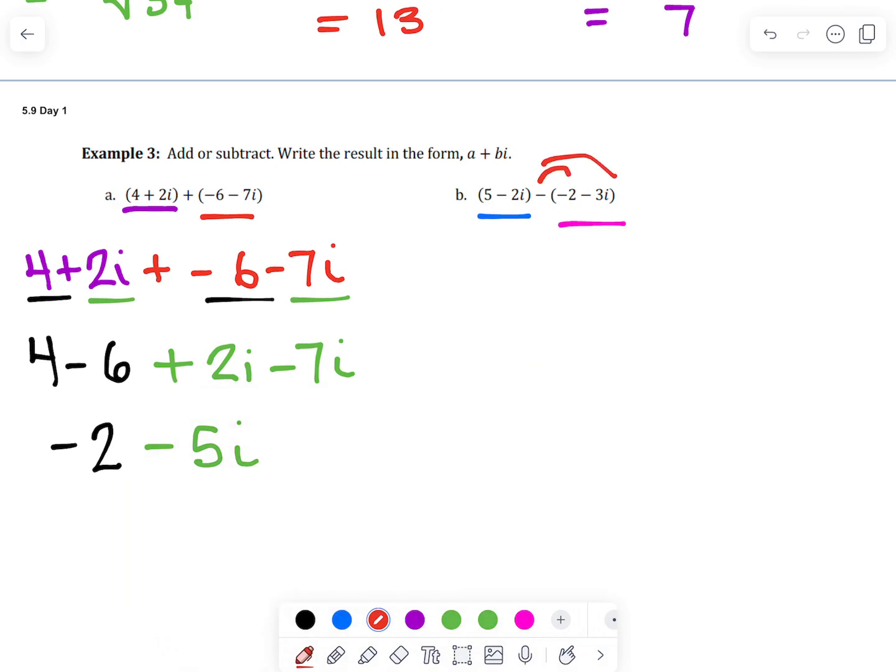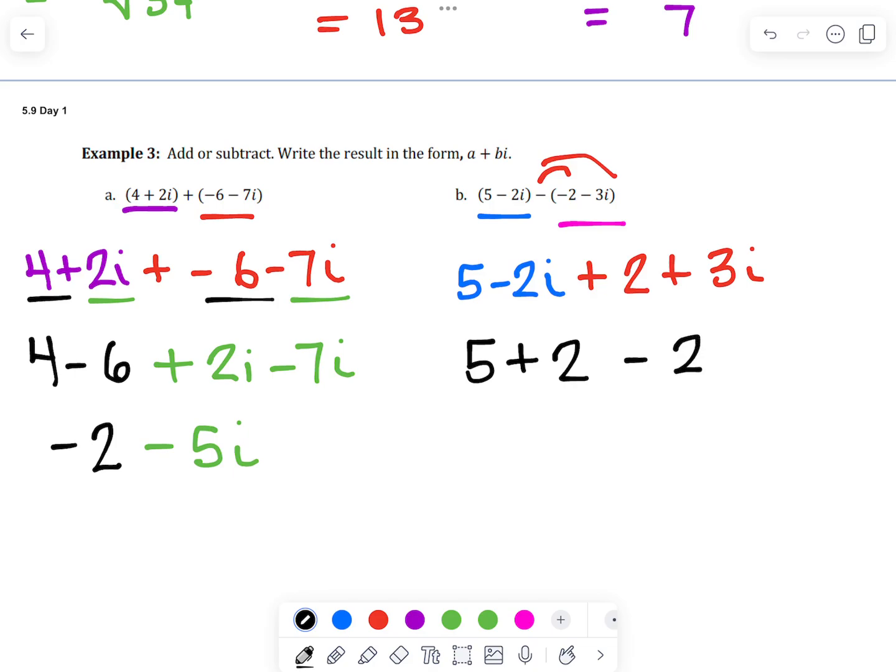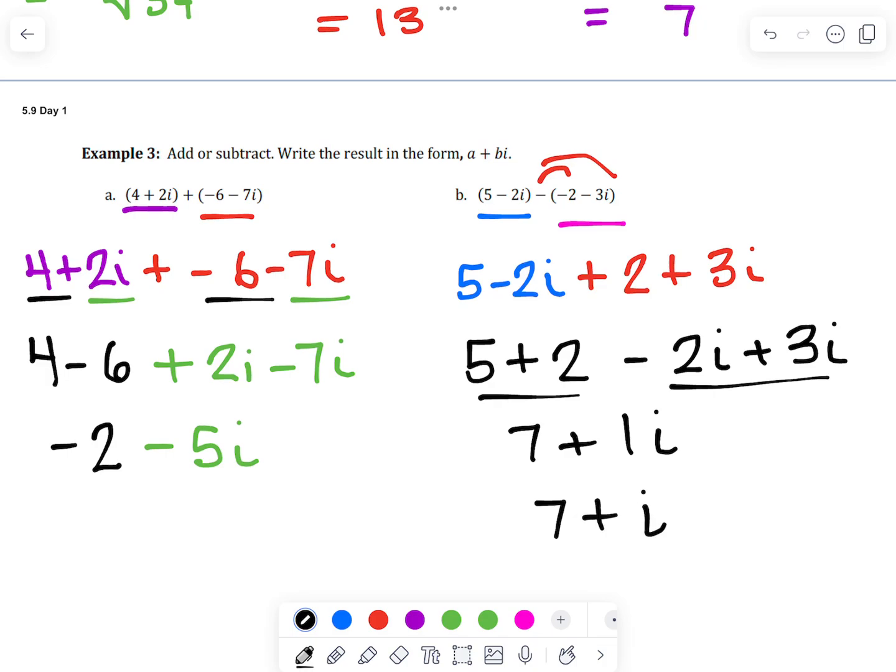So we're going to change the signs when we drop it. So the first complex number, we just drop the parentheses. And then the second complex number, we have to change those signs. So now it's going to be a positive 2 and then a positive 3i. And then we group our like terms. So we have the real pieces 5 and 2. And then we have the imaginary pieces of negative 2i and 3i. Those are our like terms. So 5 plus 2 is 7, and then negative 2i plus 3i is a positive 1i, or 7 plus i.